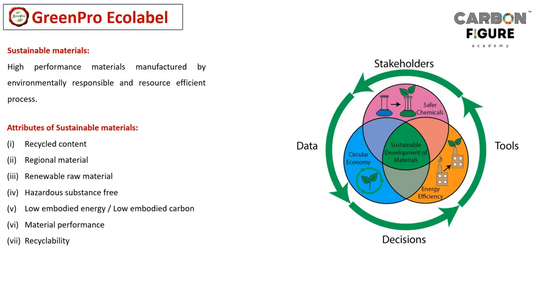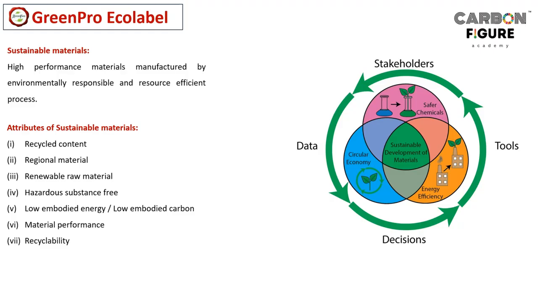So what are those attributes of a sustainable material? It should have recycled content. It should be regionally prioritized material. It should have renewable raw material as a major ingredient. Then it should be hazardous substance free and have low embodied energy or low embodied carbon. Then regarding the material performance, it should be recyclable, right?